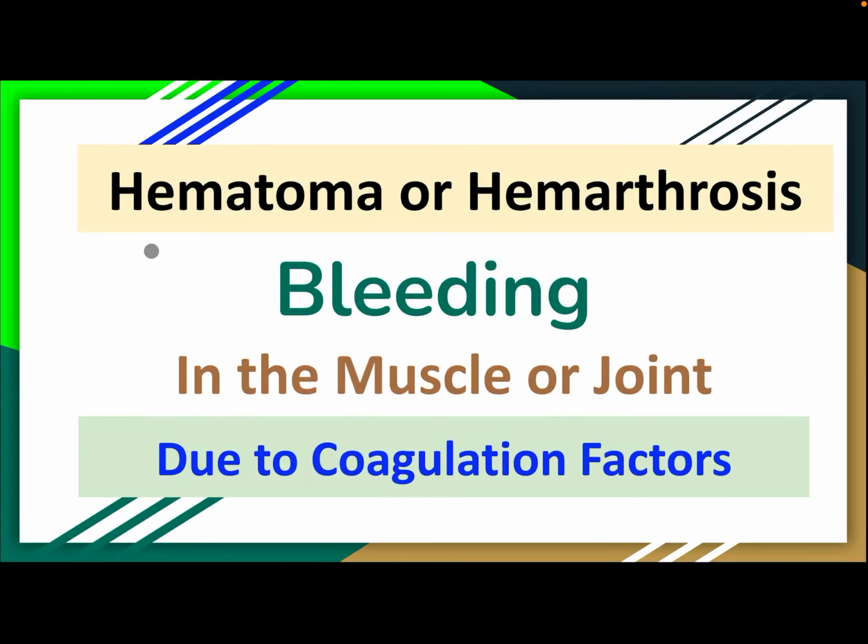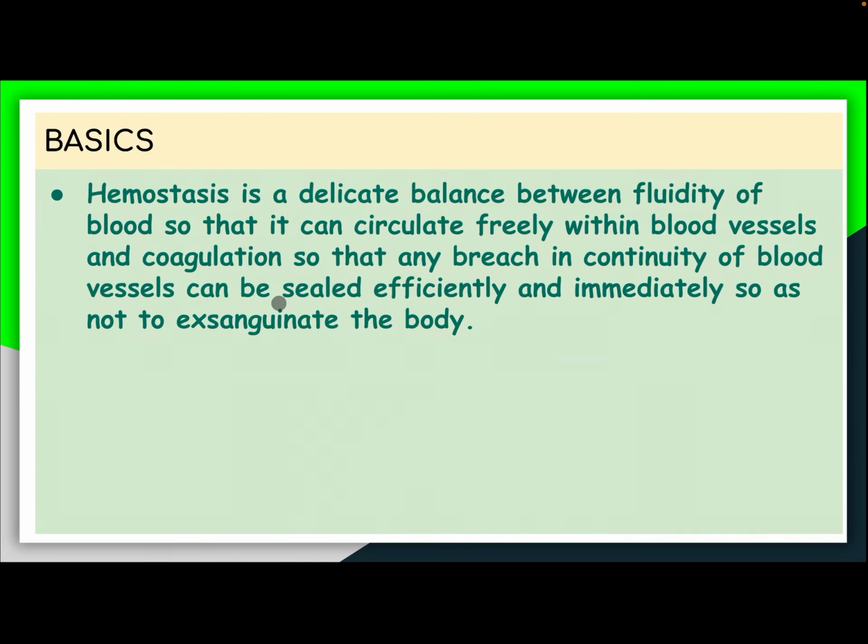Hi everyone, our subject today is hematoma or hemarthrosis, bleeding in the muscle or joint due to coagulation factor defect. Basics. Hemostasis is a delicate balance between fluidity of the blood so that it can circulate freely within the blood vessels, and coagulation so that any breach in continuity of a blood vessel can be sealed efficiently and immediately so as not to exsanguinate the body.